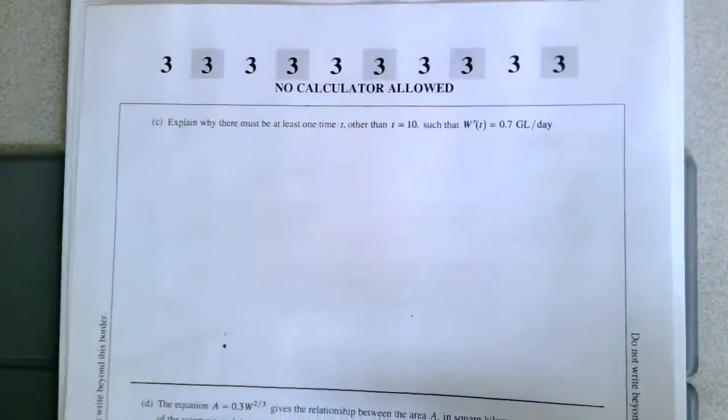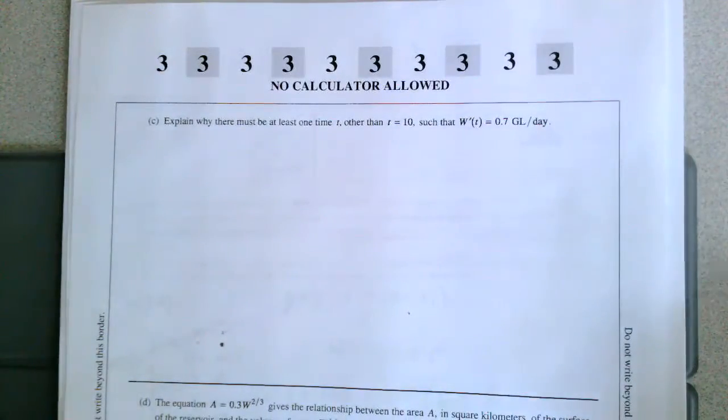Part C says, explain why there must be at least one time t other than t equals 10, such that W prime of t is 0.7 gigaliters per day. Right away, I can tell this is some kind of theorem, maybe the intermediate value theorem, or maybe the mean value theorem. Those are the theorems that say things like, the function must take on this certain value at some point. That's kind of the flavor of those theorems, and I'm sure that that's what we're supposed to use here.